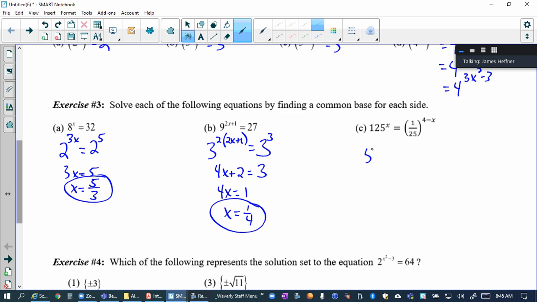So that'd be 5. Well, not just 3. 5 to the 3x, right? Equals, now this thing, 1/25 would be 5 to the what power? Negative 2. -2, but, right, we got that exponent up there, right?